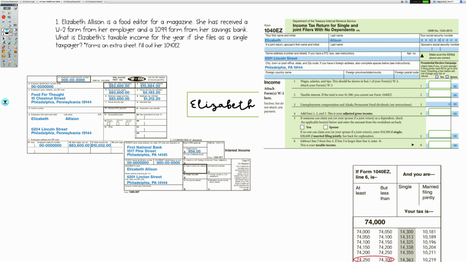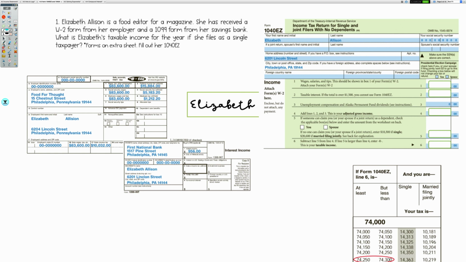So what is Elizabeth's taxable income for the year if she is filing as a single taxpayer? We're going to do her 1040EZ, which is right here. We're going to look at her W-2 and 1099, and we're also going to look at this tax table. Let's calculate her income, starting with her adjusted gross income. Remember, your gross income is before taxes. Adjusted gross income just means your regular W-2 wages and any side hustles.